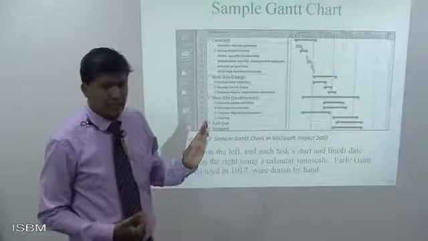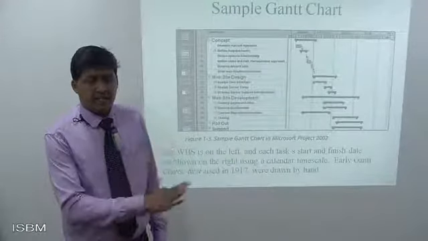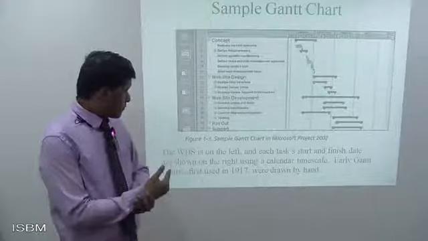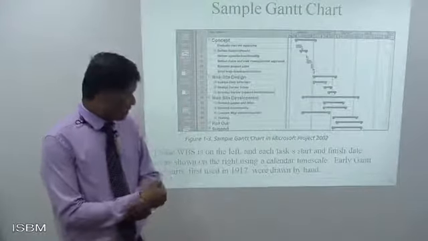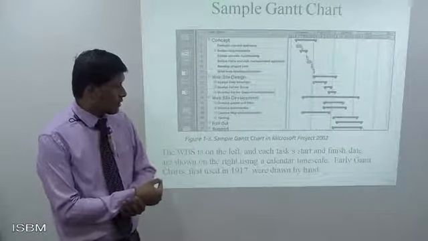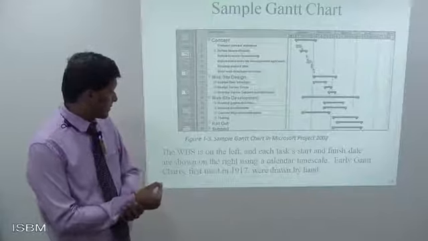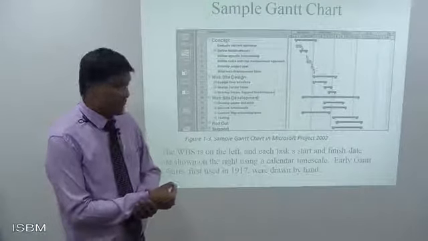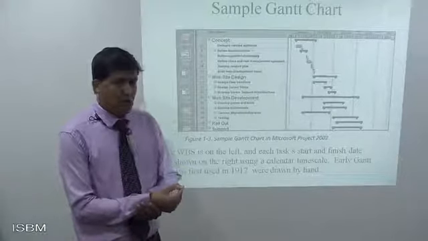One is on the left-hand side, and the other is on the right-hand side, and there is a monthly division as well. The WBS, or work breakdown structure, is on the left, and each task has a start and a finish date, shown on the right using a calendar time scale. Early Gantt charts, first used in 1970, were drawn by hand.